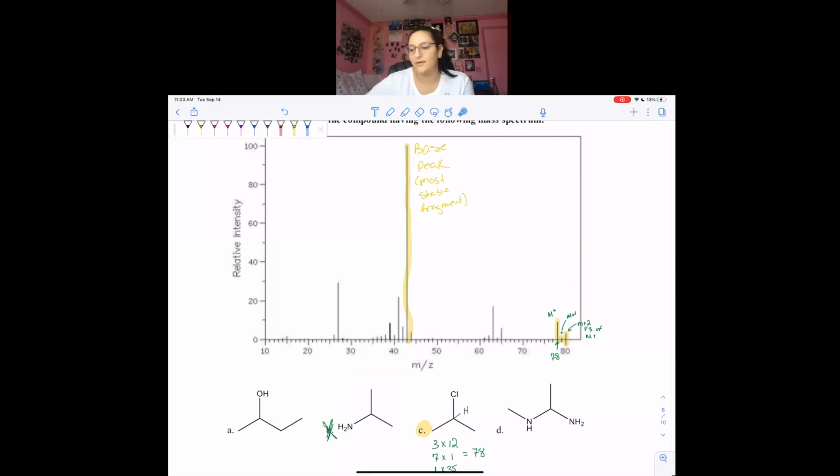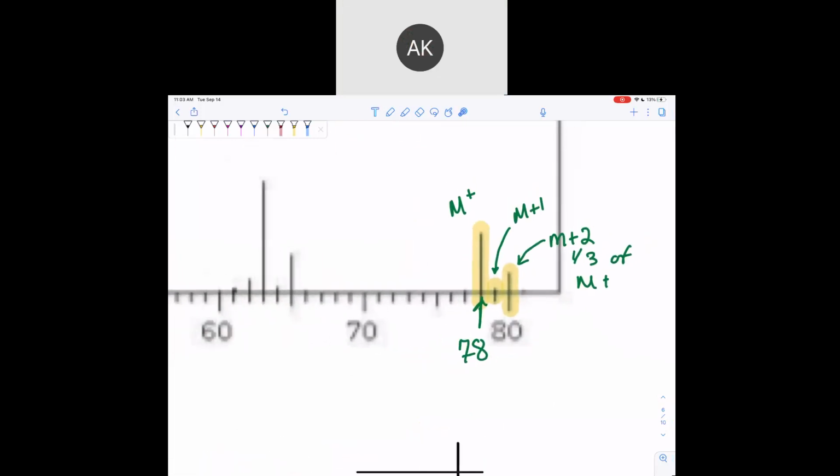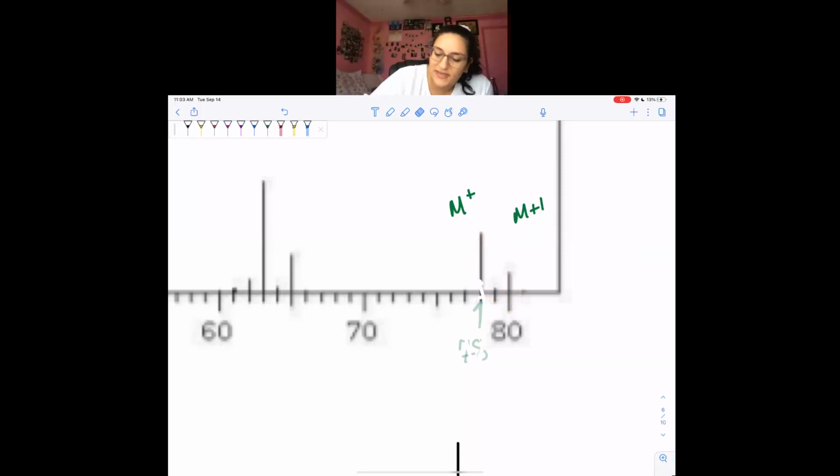Any questions about anything I did with this one? Question, you said you figured out it was chlorine because it was 1/3 of the... How did you know that? Okay, so let me just erase some of the stuff. So this peak right here is our M+ peak, right? And this is our M+2. So this peak is approximately 1/3 the size of this one.